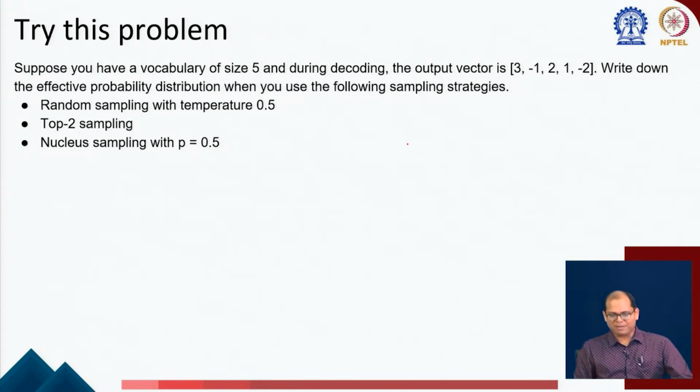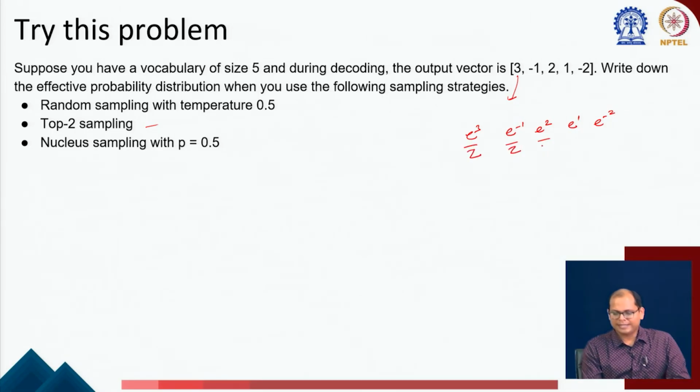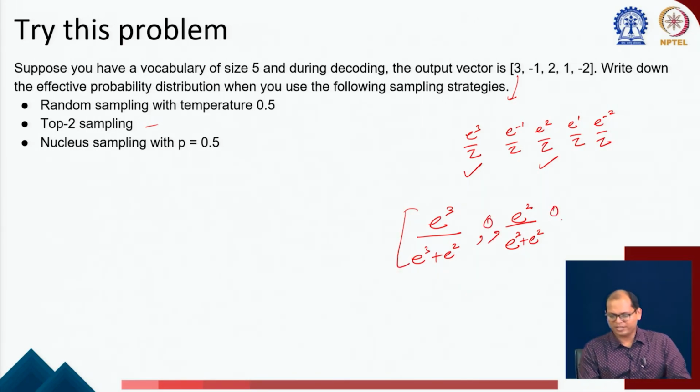Now what would I do in top 2 sampling? In top 2 sampling, I have to just compute the probability distribution. This will be the normal distribution by softmax: e^3, e^-1, e^2, e^1, e^-2, divided by g. I take the top 2 words. Which are the top 2 words? This and this. I renormalize. So I'll take e^3 divided by e^3 plus e^2, and e^2 divided by e^3 plus e^2. And you can also put zeros for the other words so that your dimensions match. So this is your new distribution, and you do random sampling from here.